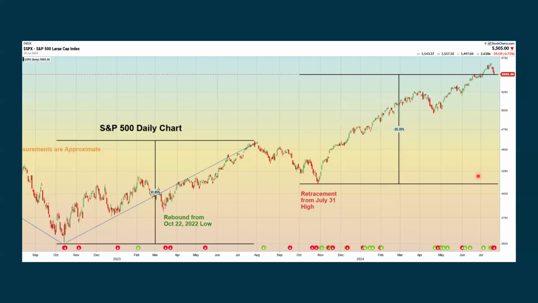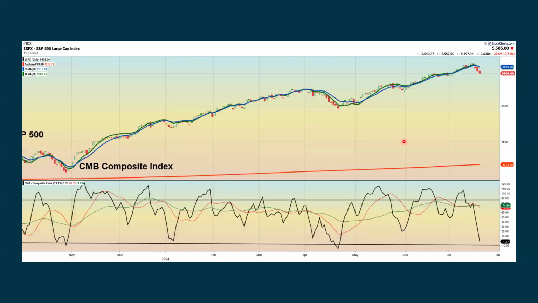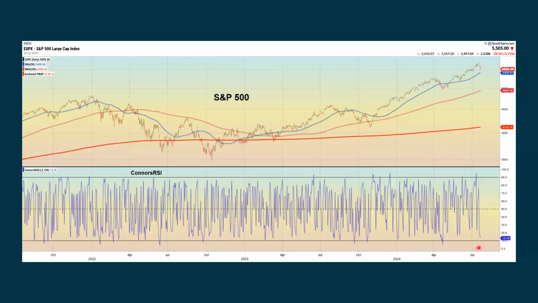Then the measurements from the October 2023 low up to the all-time high: we have been pulling back, but we're still up 25.35% from the October lows. The CMB composite had been extreme positive for a number of days. Now it's dropping off and looking more negative. If we drop below this black line, that means we're looking more extreme negative, and I'll start showing this chart again in the videos, the daily videos.